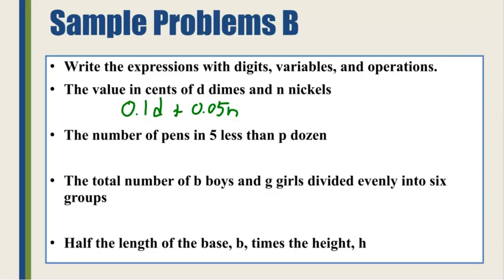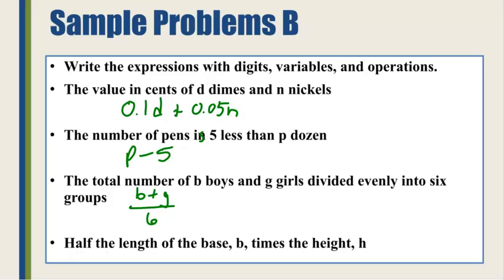Next, the number of pens in 5 is 5 less than p dozen. So there should be an "is" here. So the number of pens is 5 less. So if I have p dozen, it's 5 less than that, so p minus 5. The total number of boys and girls divided evenly into 6 groups. So that means I would have b plus g divided by 6.